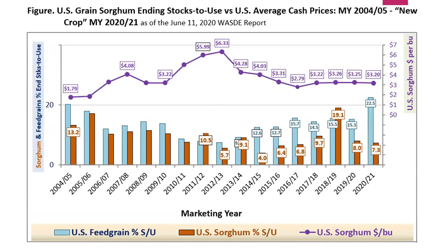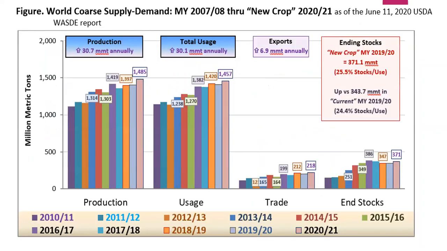And you see the corn stocks use going strong, the grain sorghum stocks use down to 7%. So export demand tightening up that situation, and there you go.